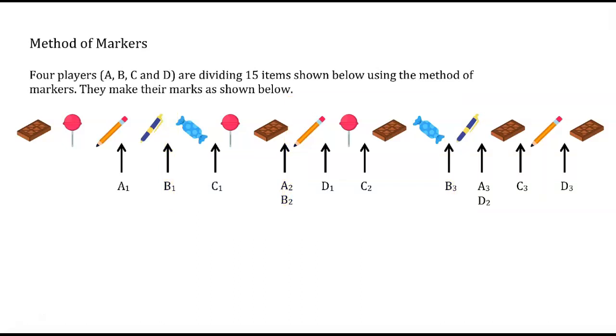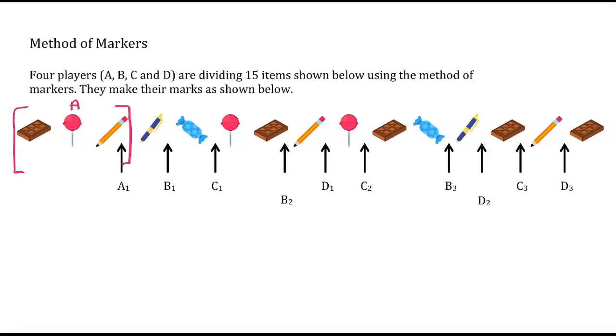Now that all 4 players have made their marks, we can divide up the assets using the method of markers. The first step is to move from left to right, and as soon as you touch the first marker, that player gets that share. Moving from left to right, the first marker that we run into is A1, or player A's first marker. So items 1 through 3 are given to player A. We no longer need to take the other 2 markers from player A into consideration.